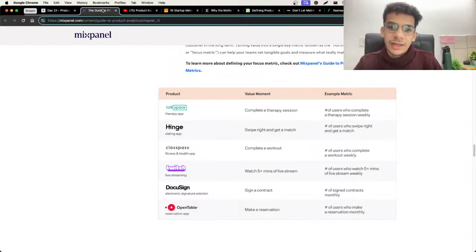In the example of Twitch, the value moment is watching 5+ minutes of a live stream. So if this value moment is generated for the customer, the metric you look for is the number of users who watch 5+ minutes of a live stream on a weekly basis. So their cadence for evaluating successful product growth and usage is weekly. Some have monthly, some have quarterly. It depends on the goal you are trying to achieve, but a weekly data period is a great way to understand what needs to be taken action upon.